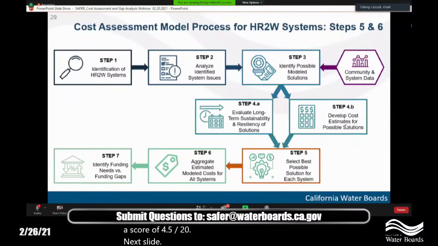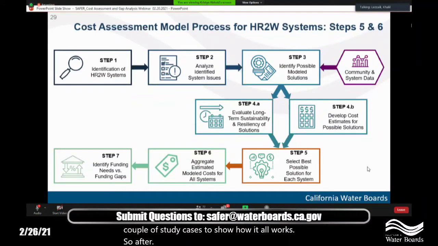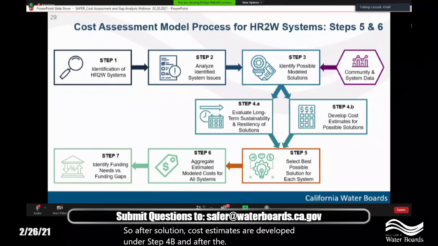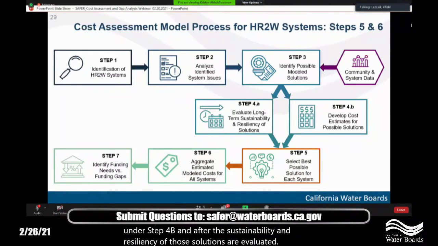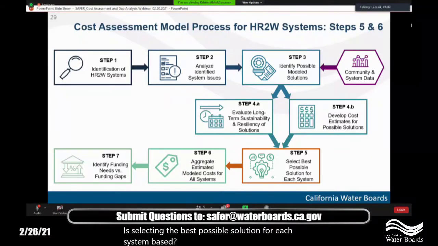And so up to this point, we've laid out how the sustainability assessment evaluates the resiliency of potential modeled solutions, and we've presented a couple of study cases to show how it all works. So after solution cost estimates are developed under step 4B, and after the sustainability and resiliency of those solutions are evaluated under step 4A, the next step in the cost assessment model is selecting the best possible solution for each system based on both step 4A and 4B. Next slide, please.